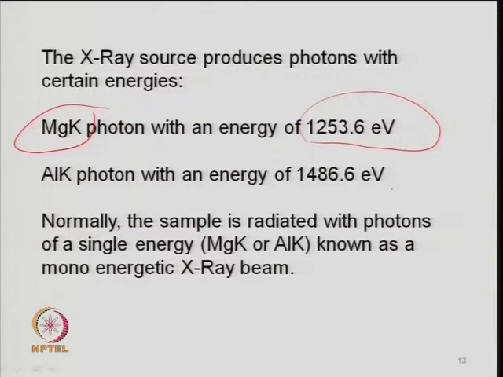Normally the sample is irradiated with photons of a single energy, what we call a monochromatic energy source. So, single energy like magnesium K alpha, aluminum K alpha, copper K alpha. It is known as a mono-energetic X-ray beam.